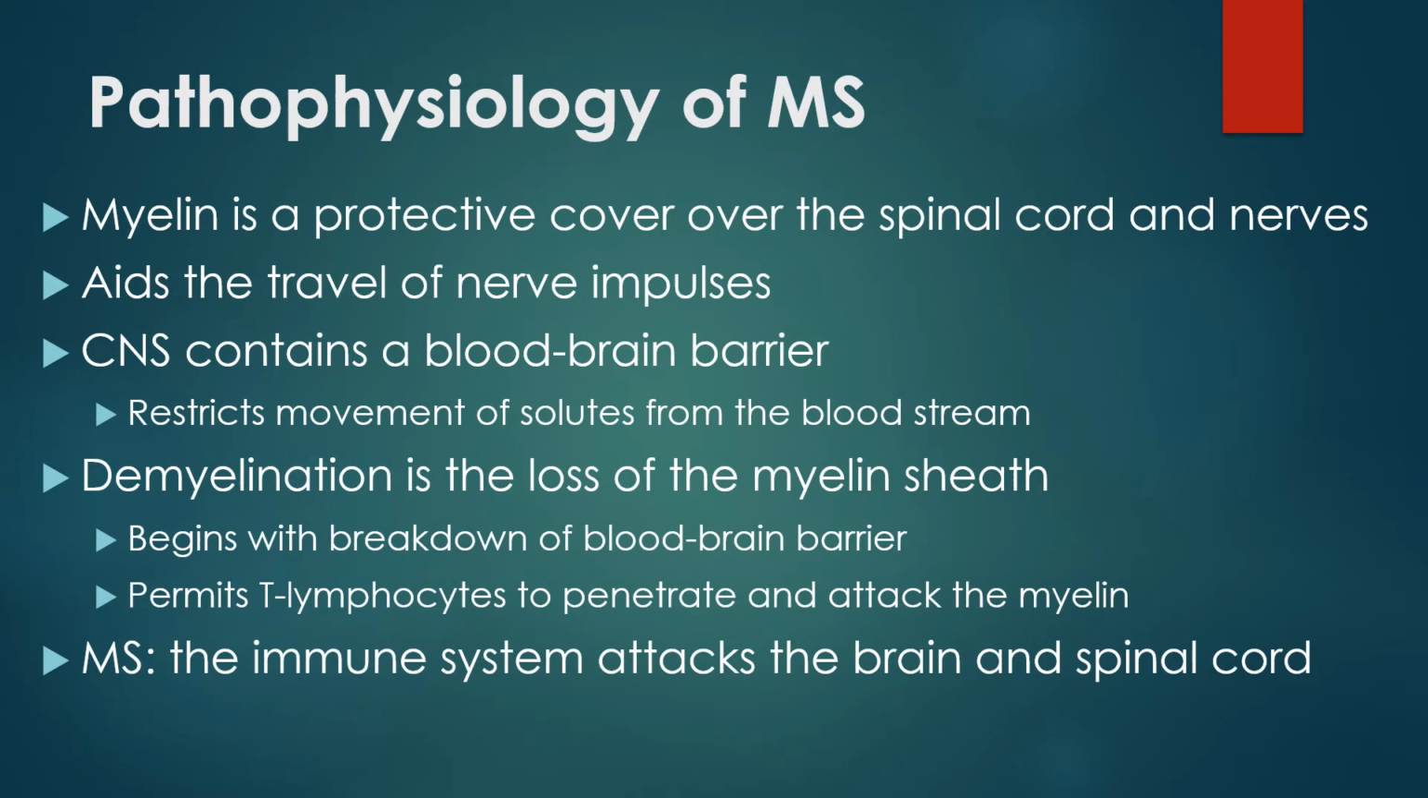The pathophysiology of MS is this: Myelin is the protective sheath that surrounds the spinal cord and nerves. It protects and facilitates impulse transmission. The blood-brain barrier that separates circulating blood from the brain's extracellular fluid is present to restrict the passage of solutes from the bloodstream. As the blood-brain barrier breaks down, immune cells infiltrate and attack the myelin.